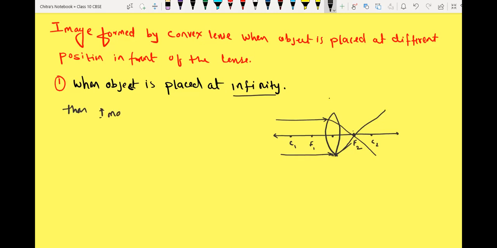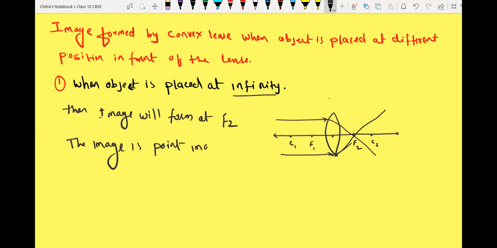the image will form at F2 according to the diagram. The size of the image is a point image. Point image means highly diminished. And if you place a screen over here, you can easily focus or project that image on the screen.